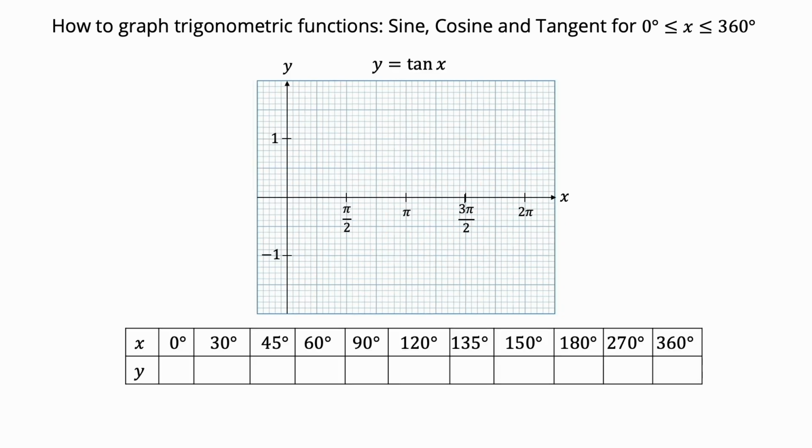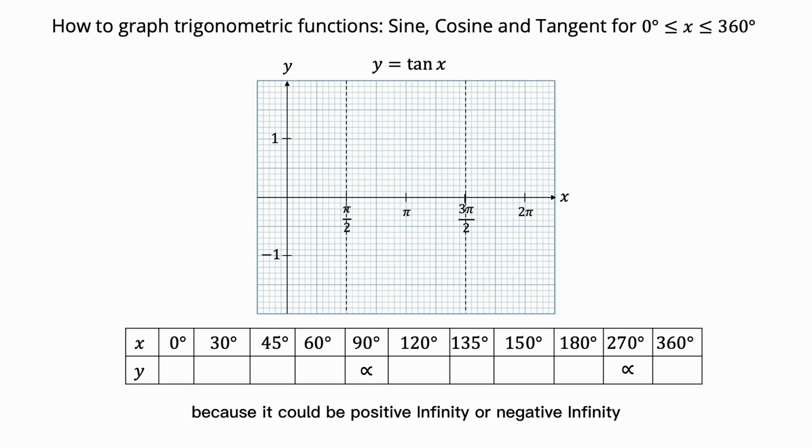For the graph of the tangent function, at 90 degrees and 270 degrees the function is officially undefined because it could be positive infinity or negative infinity. When x equals 0 degrees, 180 degrees, and 360 degrees, tangent x equals 0. Plot all the points on the graph.